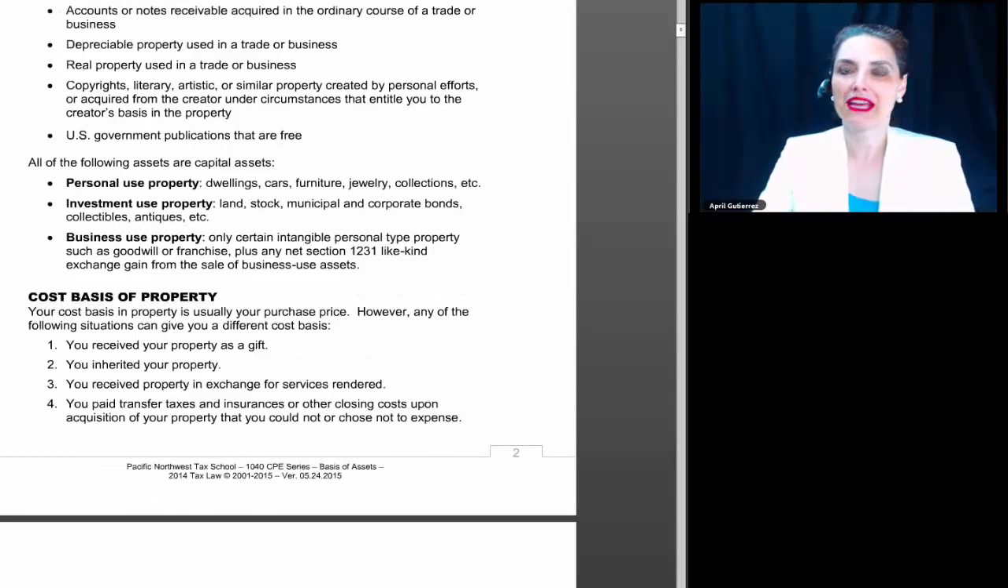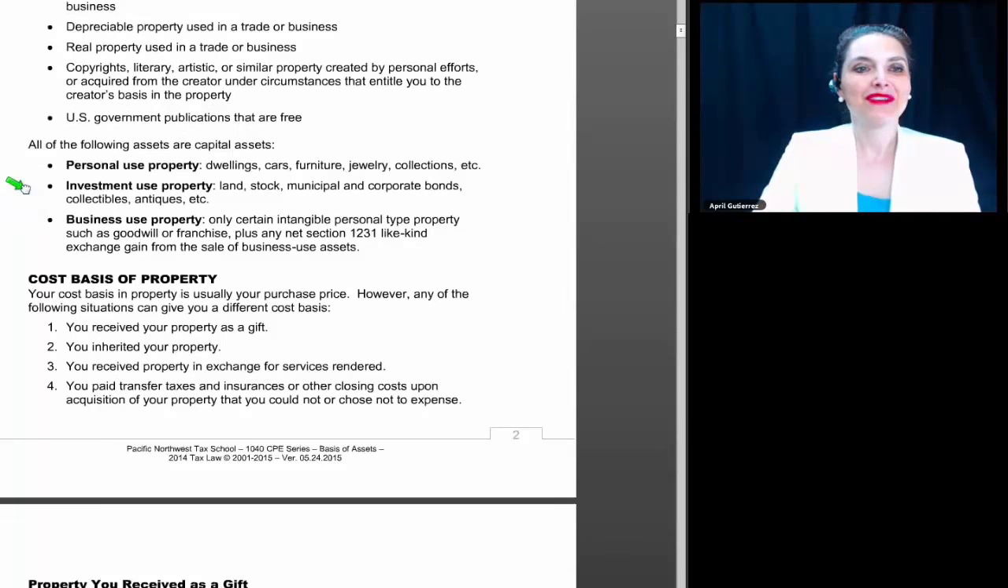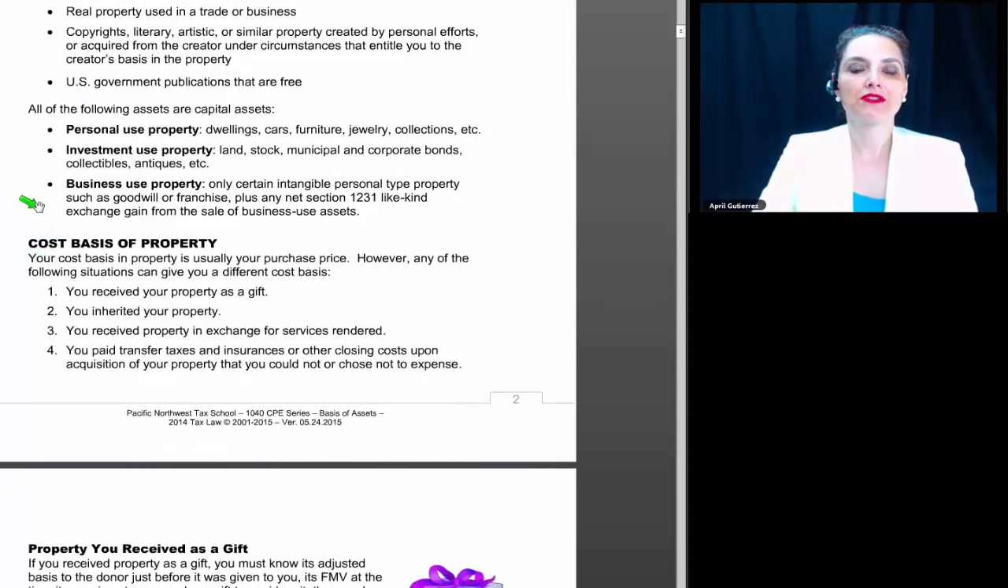Now, all of the following assets are capital assets, and they include personal use property such as dwellings, that is your home, cars, furniture, jewelry collections. Even your pet cat technically is a capital asset. Investment use property: land, stock, municipal and corporate bonds, collectibles, antiques, etc. And business use property, but only certain intangible personal type property such as goodwill or franchise, plus any net Section 1231 like-kind exchange gain from the sale of business use assets.